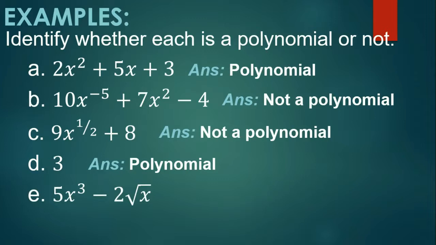Lastly, we have 5x cubed minus 2 times the square root of x. So, again, since mayroong variable sa loob ng radical symbol, that is not a polynomial. Understood?